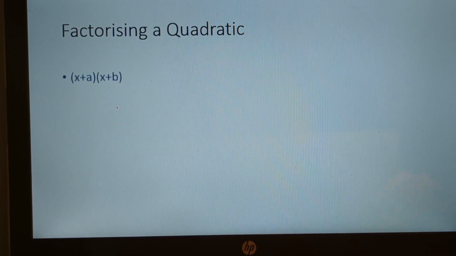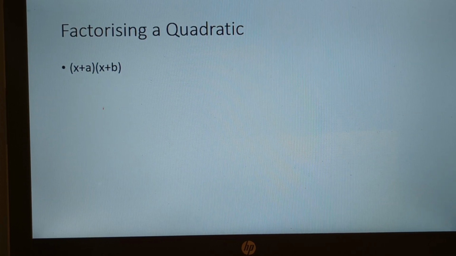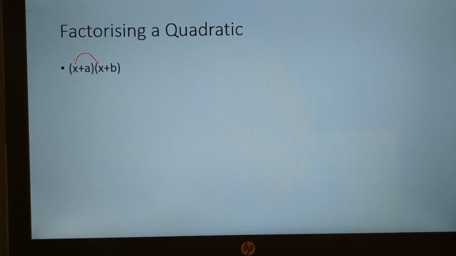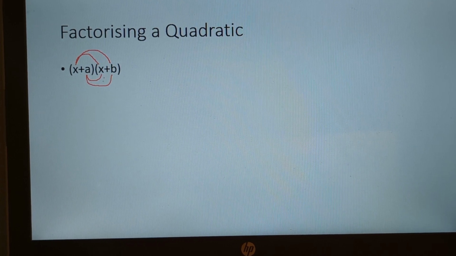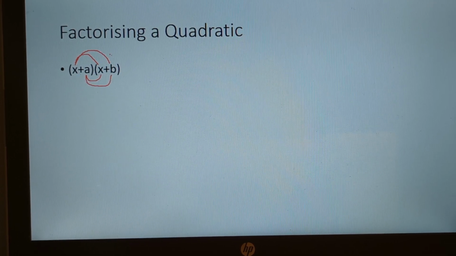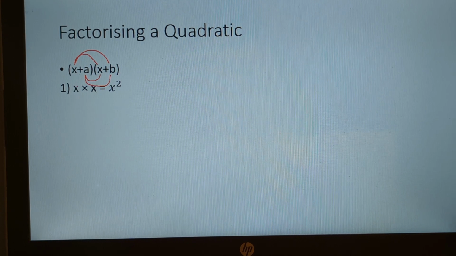Now if we look at what's actually happening with this double bracket to form the quadratic, this x here is multiplying with the x in that bracket and also with the b in this bracket, and the a is multiplying by the x in this bracket and the b in that bracket as well. It forms a crescent moon shape, which is a nice memory trick to remember these factorisations by: always make the crescent moon.